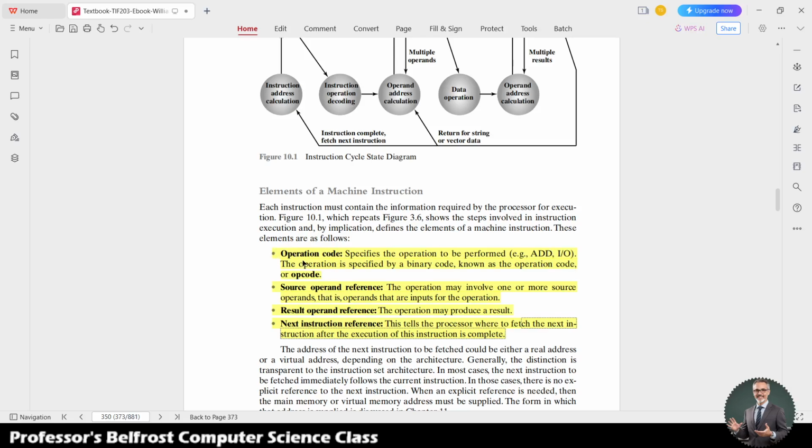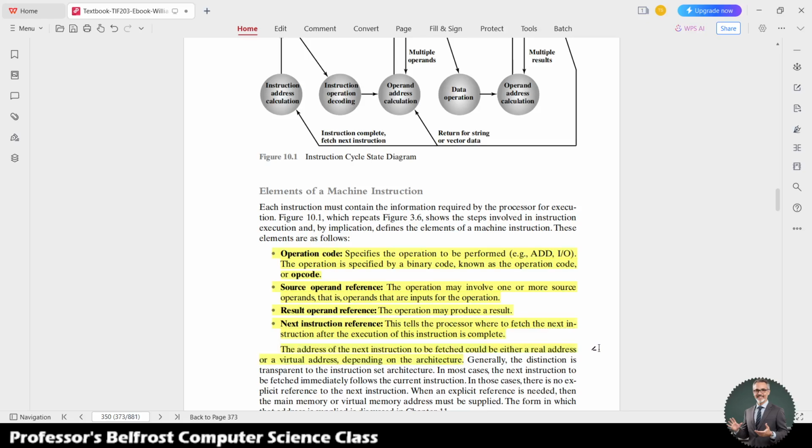So first is operation code, which specifies the operation to be performed. Then source operand reference, that the operation may involve one or more source operands. And result operand reference, that the operation may produce a result. And next instruction reference, which tells the processor where to fetch the next instruction after the execution of this instruction is complete.